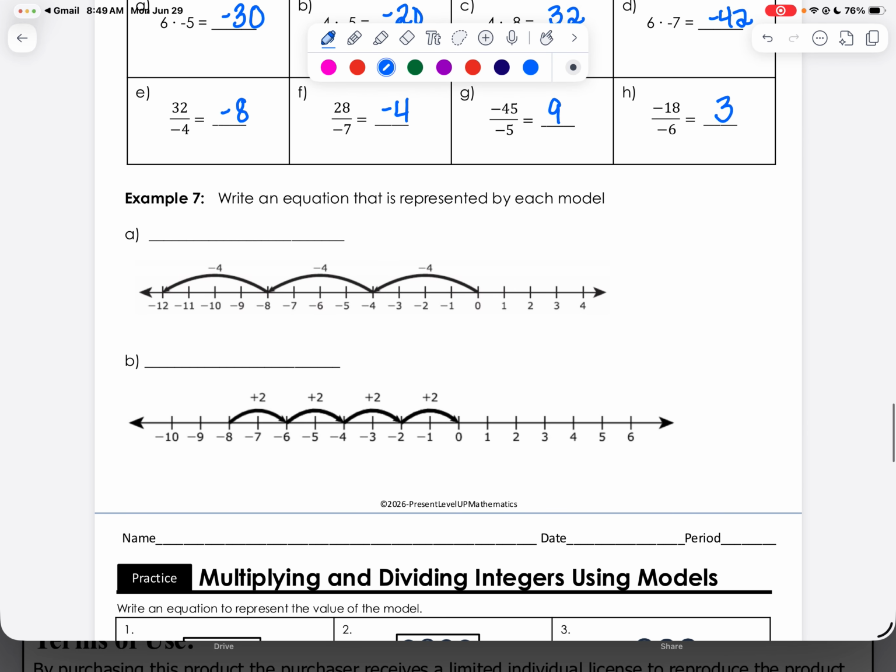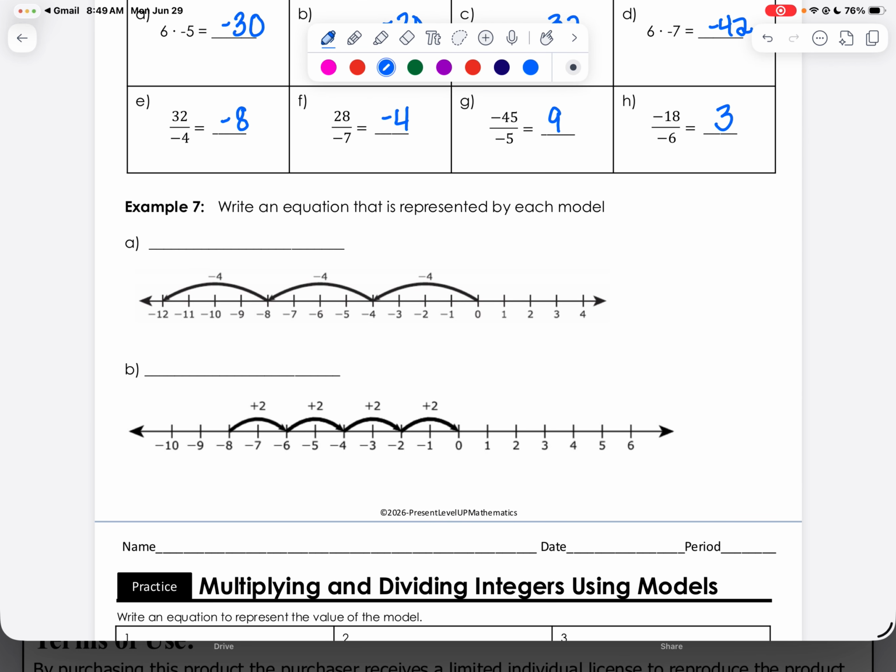Now, in example 7, they're going to give us a model and they're going to ask us the equation that's modeled. The first thing you want to do is check in problem A, where does the model start? It starts at 0, and then it's jumping -4 units. And then there are 3 jumps. So this is 3 jumps of -4, and it lands at -12. So that is our product.